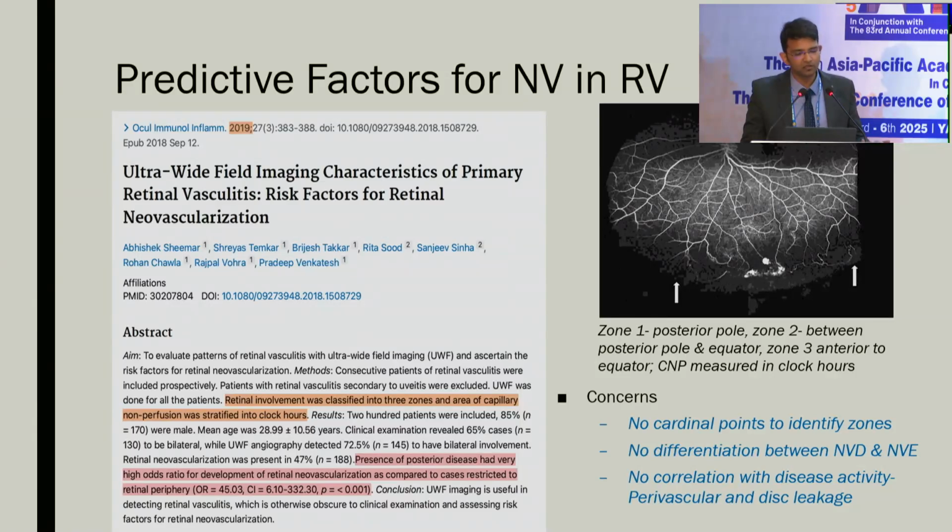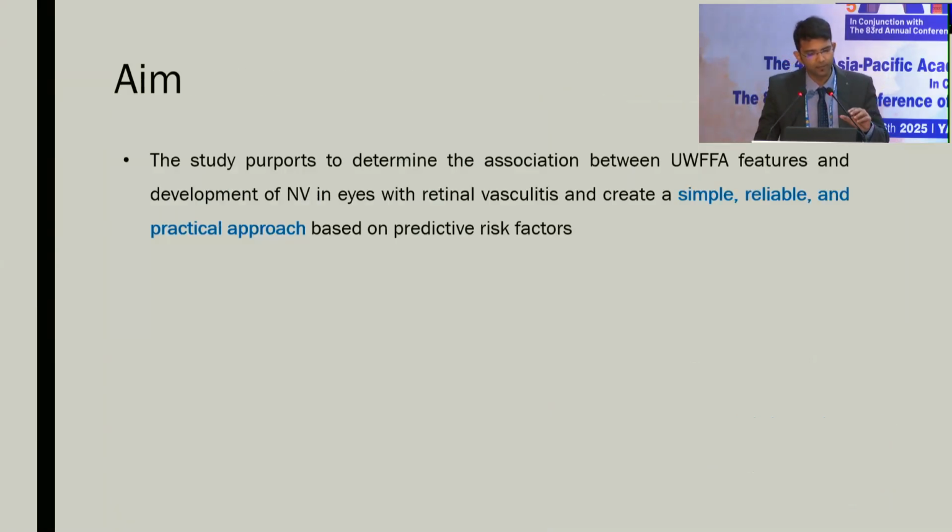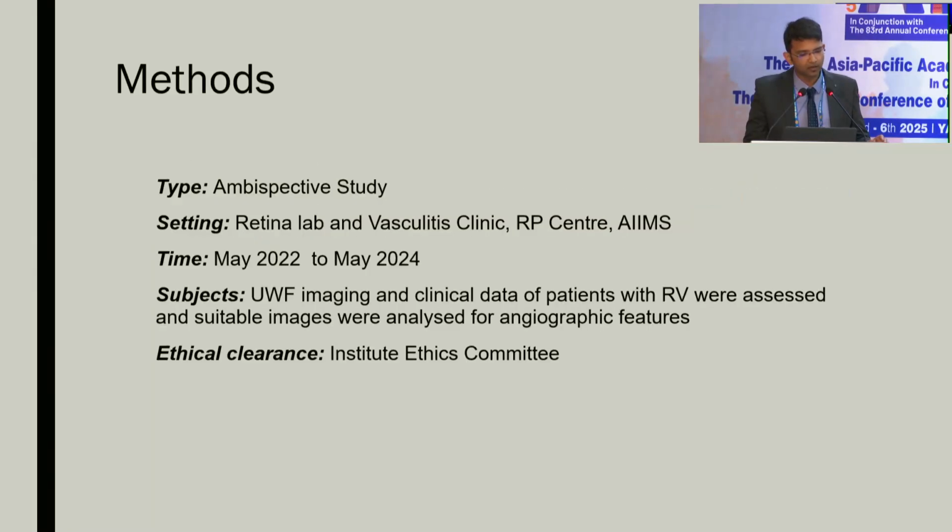However, the concerns in this study are that there are no cardinal points described for zone 1, zone 2, zone 3. There is no differentiation between neovascularization at the disc and elsewhere, and there is no correlation made with disease activity. The aim of this study was to determine the association between ultra-wide field features and development of neovascularization in eyes with retinal vasculitis and suggest a simple, reliable, and practical approach.